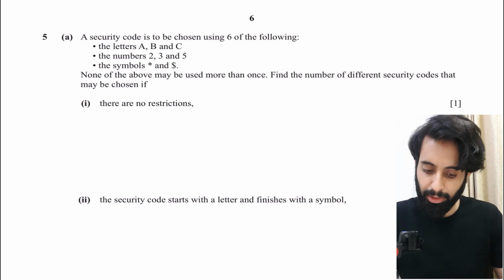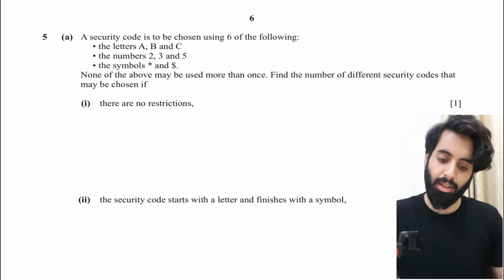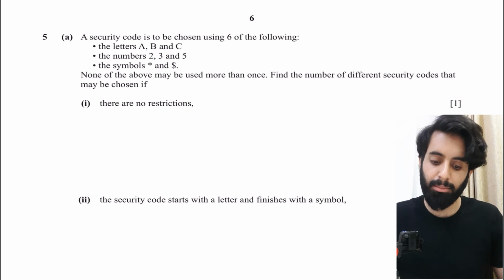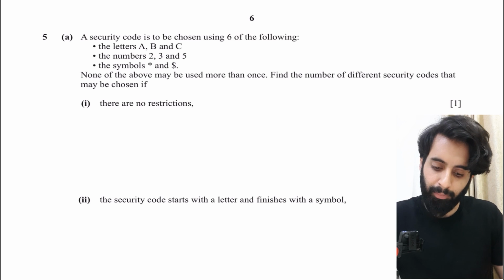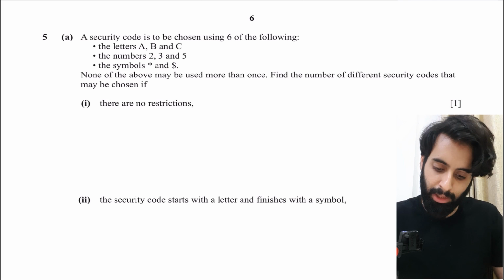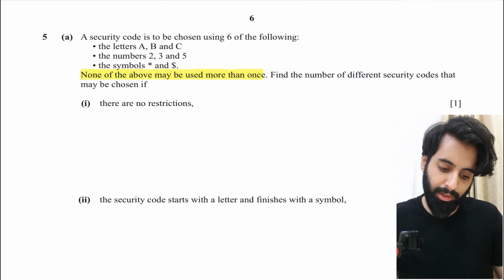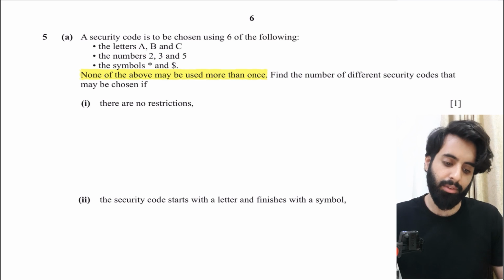So it says the security code is to be chosen using 6 of the following: the letters A, B, and C, the numbers 2, 3, and 5, and the symbols asterisk and dollar. I'm just going to call the asterisk a star. None of the above may be used more than once. As you know, I like to highlight what I think is important. Find the number of different security codes that may be chosen if there are no restrictions.